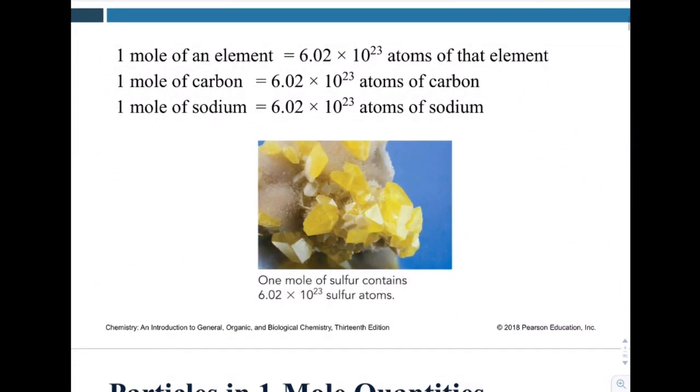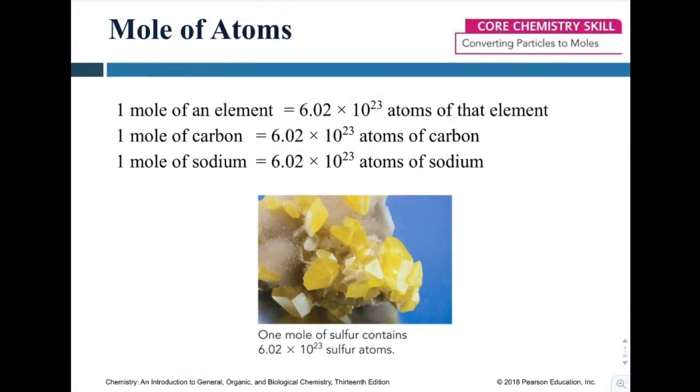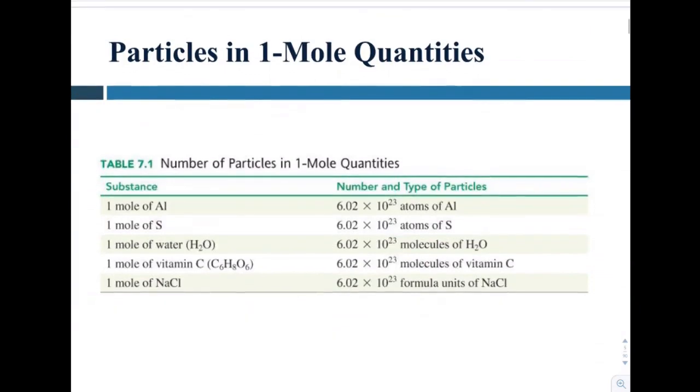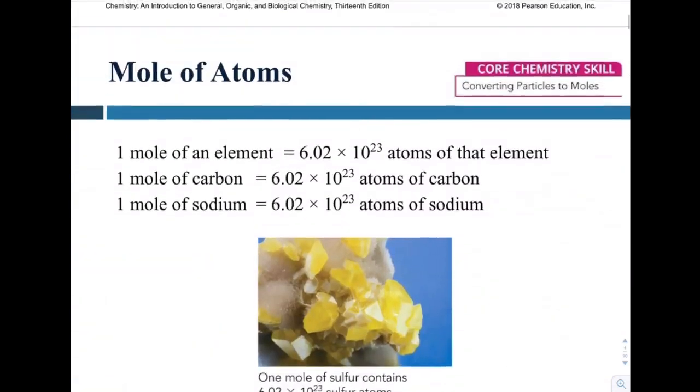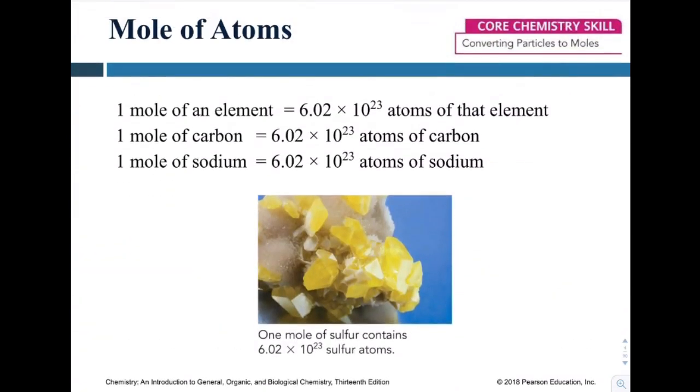If you have a mole of an element, elements can break down into atoms, and elements can also break down into molecules. There are 2 types of elements: those that exist as atoms, like carbon and sodium, and those that exist as molecules. Do you remember which elements exist as molecules? You have your diatomic elements, and these exist as molecules.